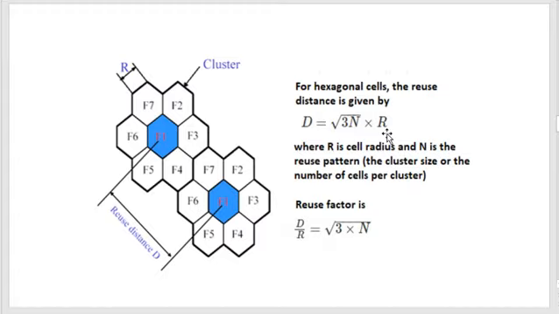So if the radius is, say, 5 kilometers, and N is 7, you have to calculate the distance. Whatever distance comes, that should be the minimum distance apart. You cannot further reduce that distance. If you further reduce it, what will happen? There will be very high co-channel interference. Understood? So whenever we are using the frequency reuse concept, we ensure that they have a minimum distance of D = √(3N) × R.